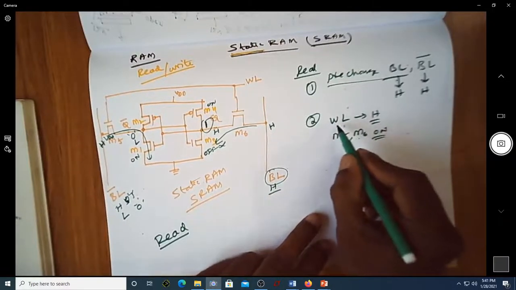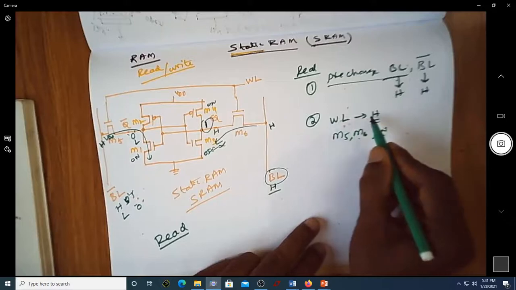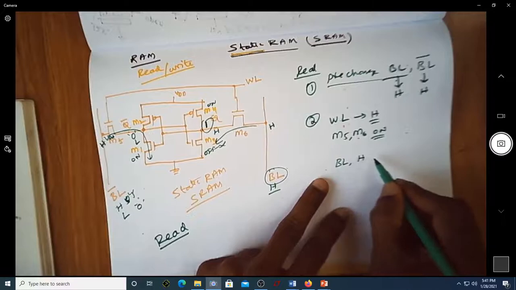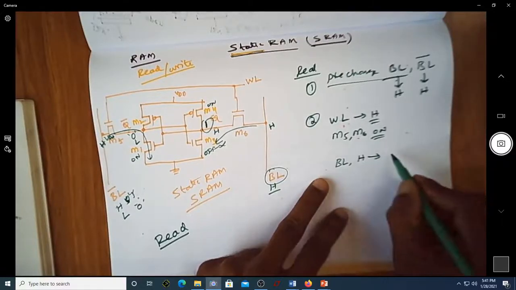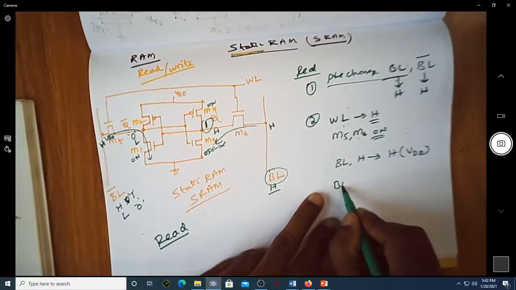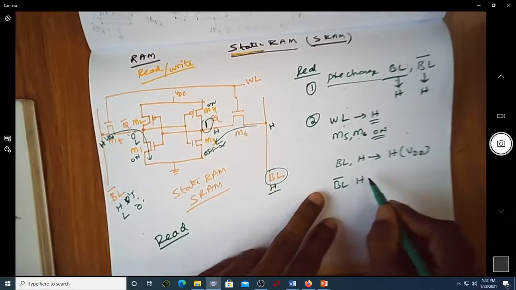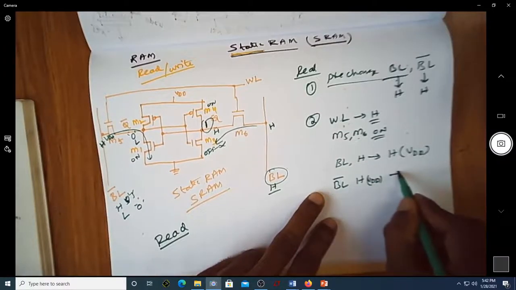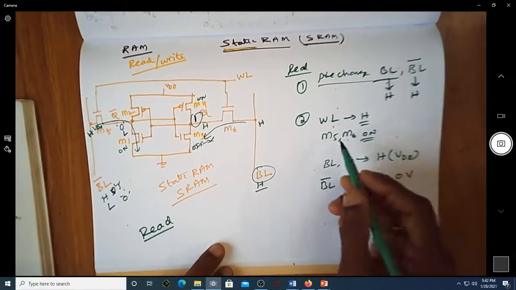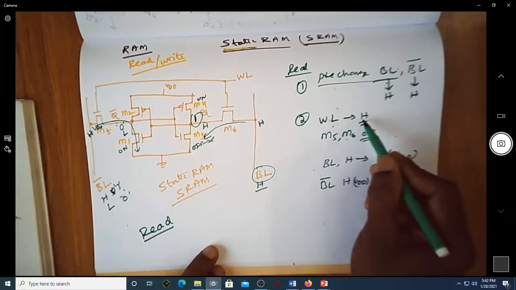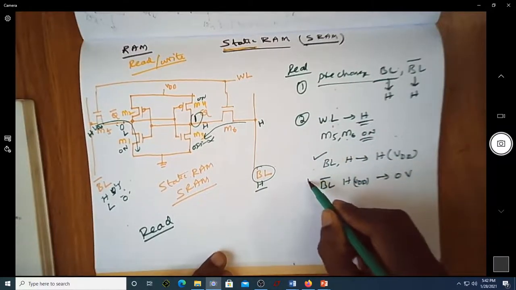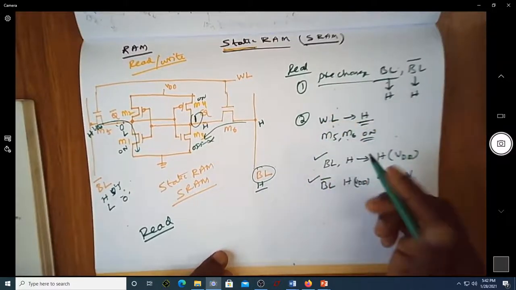Meaning after making this word line equal to high, the BL which was pre-charged to VDD will remain at VDD, whereas BL bar which was pre-charged to VDD will now go to 0 volt. Meaning that after making this word line equal to high, you see what is the condition of your bit line and bit line bar.